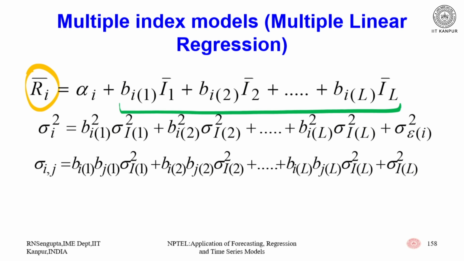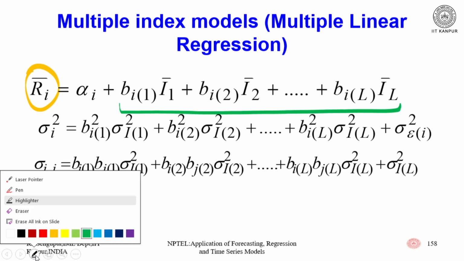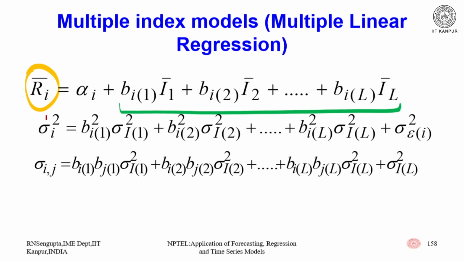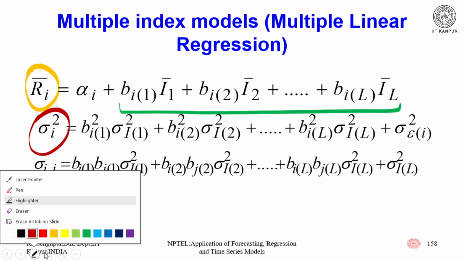The next case I need to find is the variance. When I find the variance of the return, which will be given on the left-hand side, I will mark it in dark red. This is sigma square i. Alpha is a constant, so it has no variance, and its covariance with all of I1 to IL is 0, and its covariance with the error is also 0, because alpha is a fixed term. And if you remember, the variance for I1 to IL is there, which is being marked here.